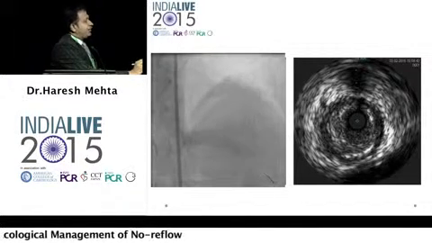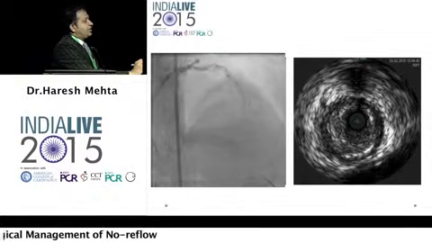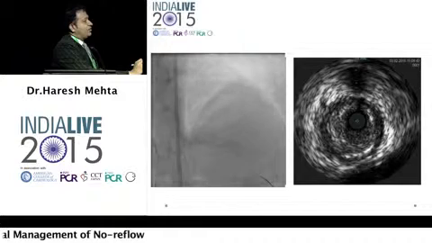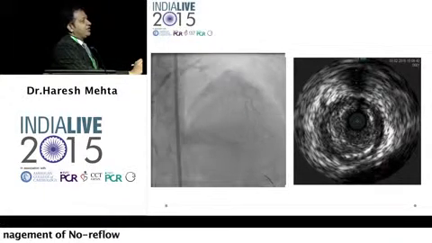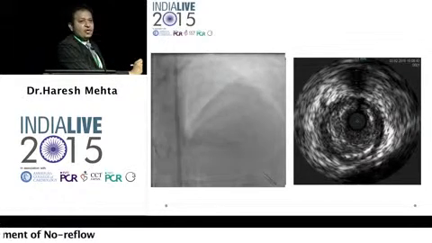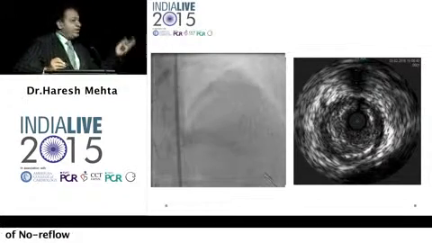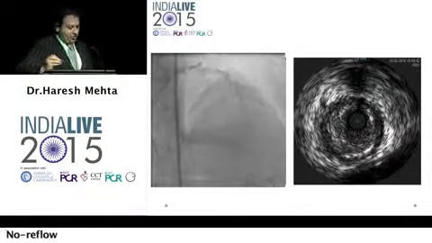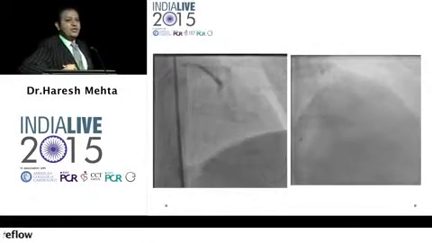And as we pull back, you start seeing a leaf plaque, some amount of dissection, and then you can see a proper dissection here. So what it tells you is that dissection in this case was causing the no reflow. So all we had to do, we saw where the dissection ended on the fluoroscopy with the IVUS probe. Next, please. And all we had to do was deploy a stent.